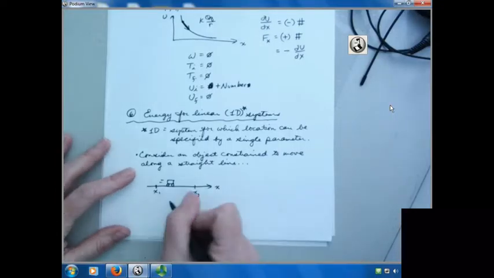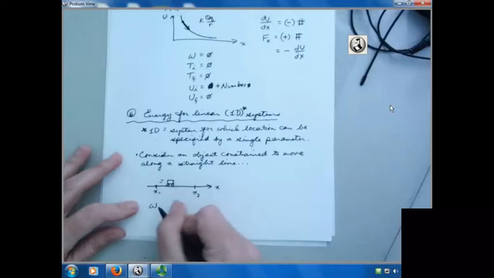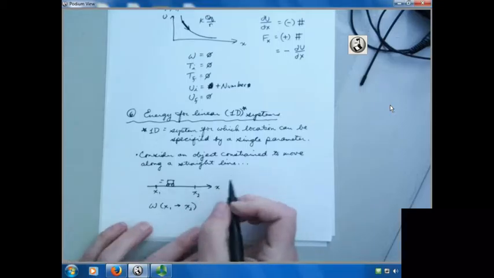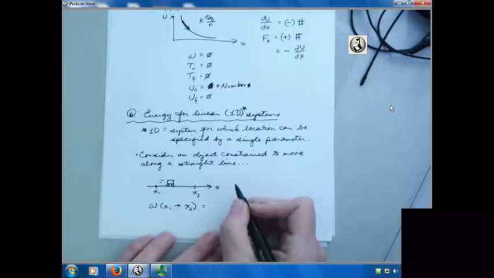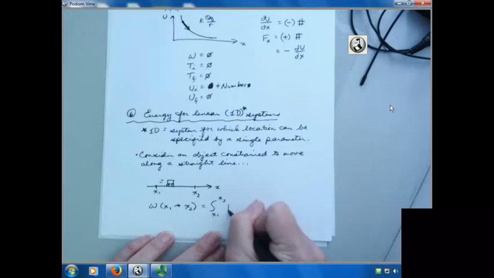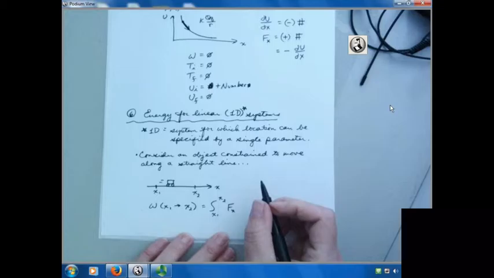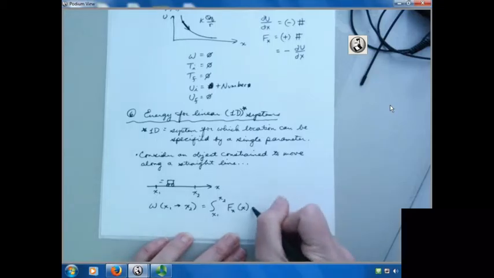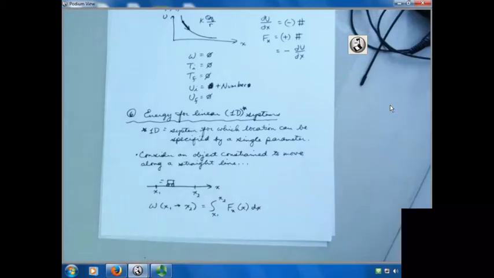So whenever I have this situation, the work that's done by the net force on my object in moving from location 1 to location 2 is going to be equal to the integral from x1 to x2 of F sub x, which will now be a function of x. So just to be very clear, I'll put that like that, times dx.